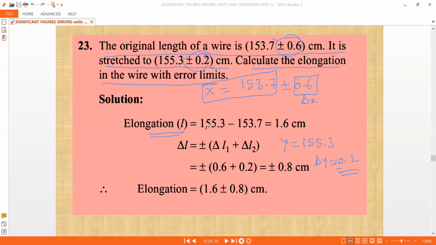And now you take this subtraction. This is Y minus X kind of thing. So this is 155.3 minus 153.7. That is what we did here. And then you end up with 1.6 centimeters. First, you calculate the subtraction. That is the amount of elongation. After stretching the wire, this is the increase in the length. So this tells us how much the length has increased.